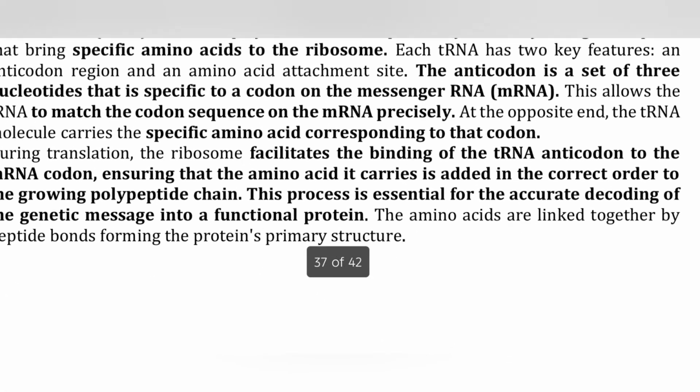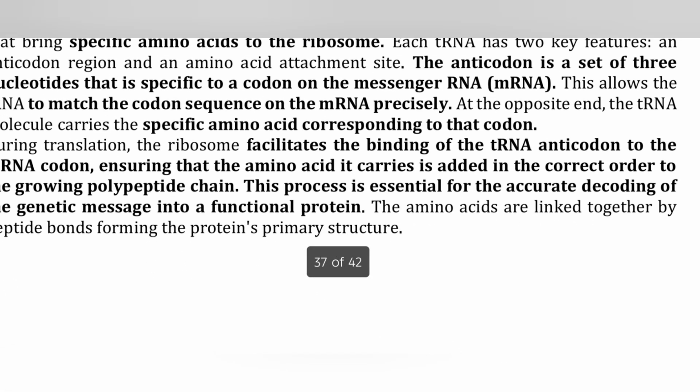During translation, the ribosome facilitates the binding of the tRNA anticodon to the messenger RNA codon, ensuring that the amino acid it carries is added in the correct order to the growing polypeptide chain. This process is essential for the accurate decoding of the genetic message into functional protein. The amino acids are linked together by peptide bonds, forming the protein's primary structure.